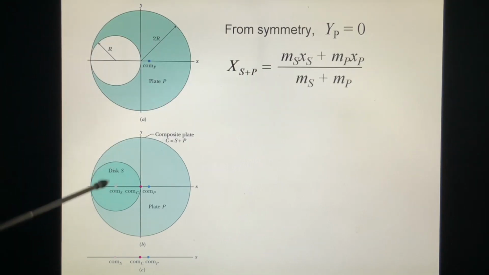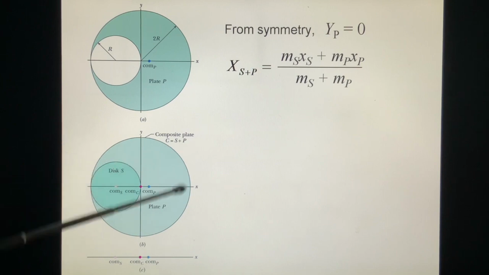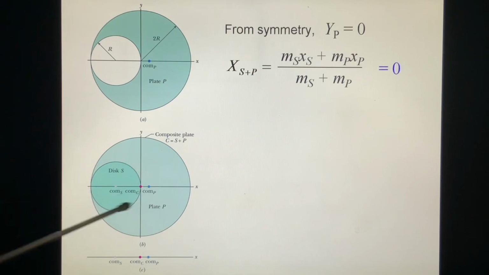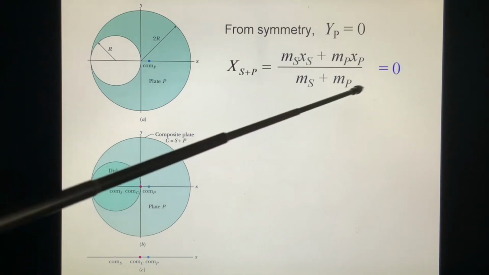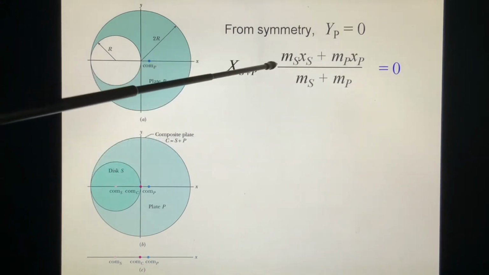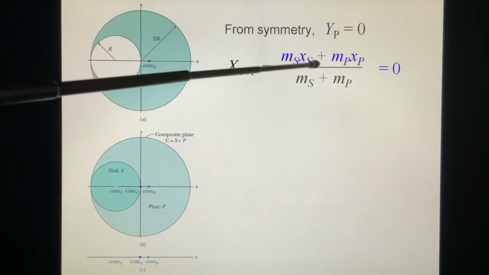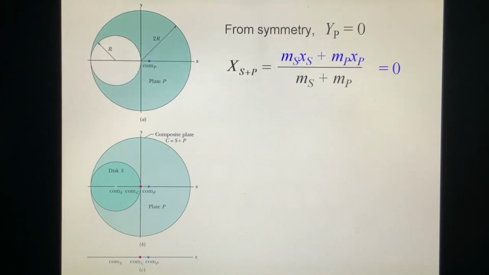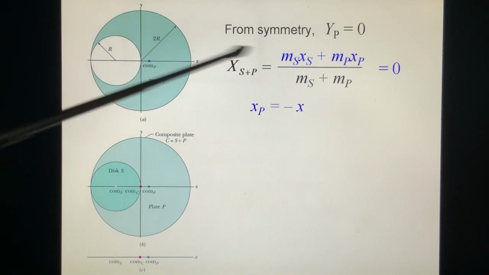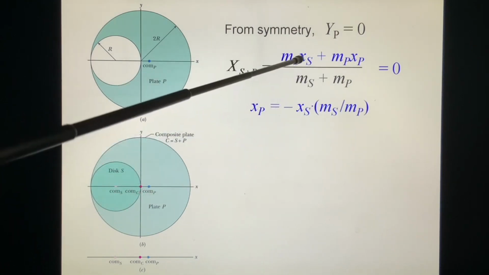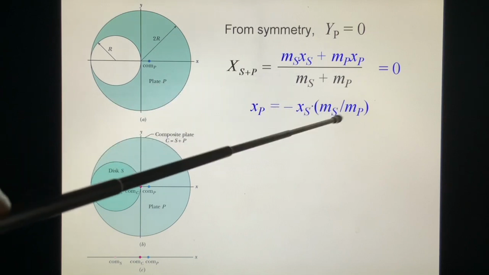Here we call this one the small piece S. This is the plate P. This must be 0. Why? Because I take the reference here, this is 0 at this point. Then the numerator must be 0. I get mS xS plus mP xP equals 0. So xP, the location I want to find, is minus mS xS over mP.